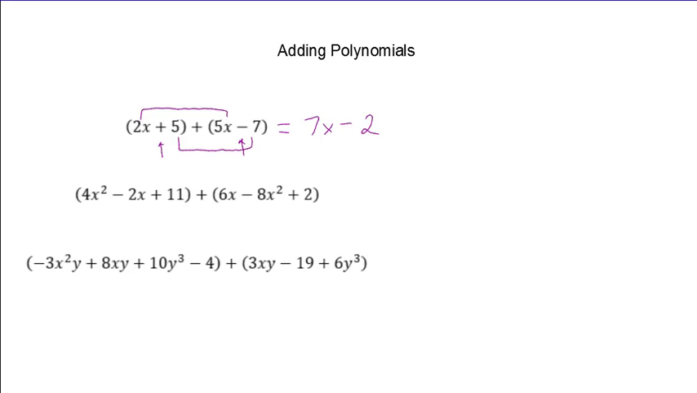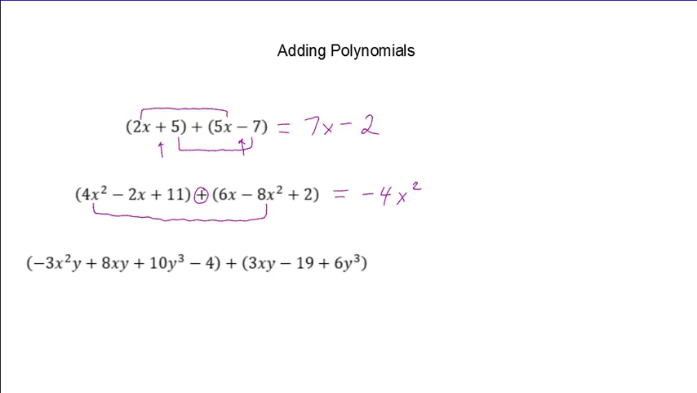My second example, again, it is an addition problem. My second example just goes to show that you have to find the like terms. Don't just add things in corresponding positions. Make sure the terms are actually like terms. So in the first polynomial, I have an x squared. In the second one, I have an x squared. So I have 4 plus negative 8. That is negative 4x squared.